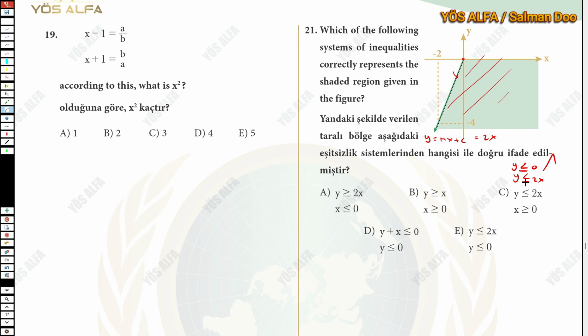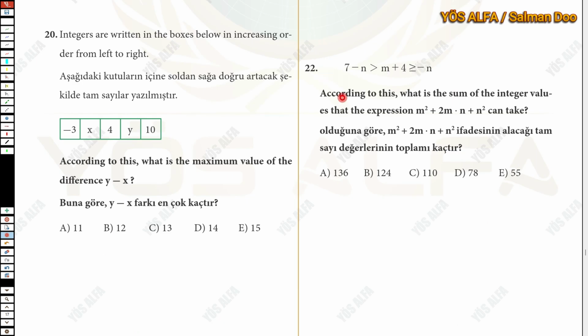Then we wouldn't have the equal sign there. Okay. So the answer is E, 22. According to this, what is the sum of the integer values that this expression can take?